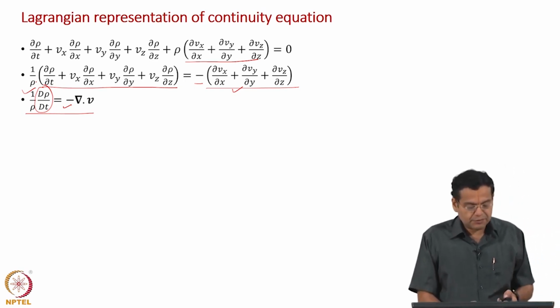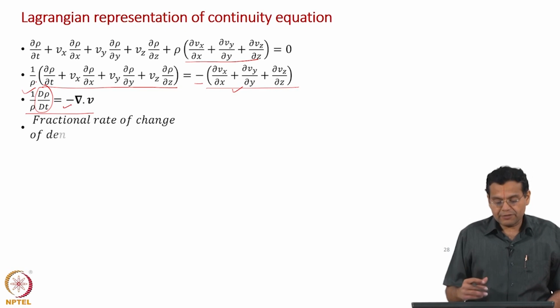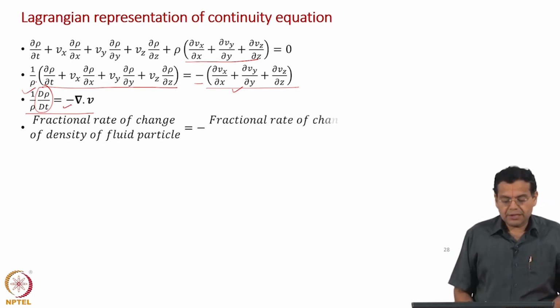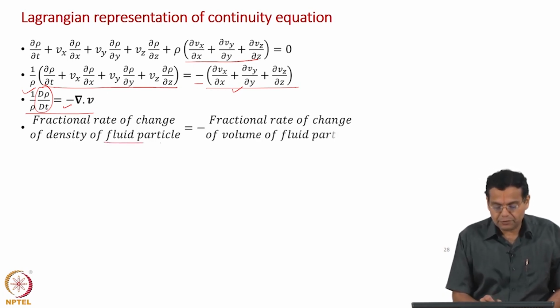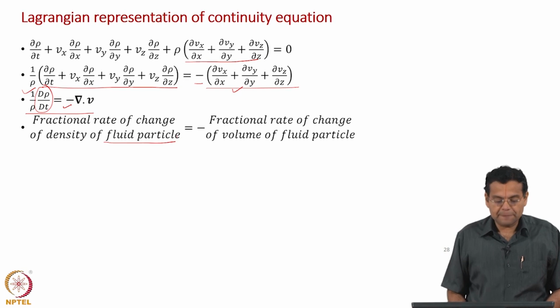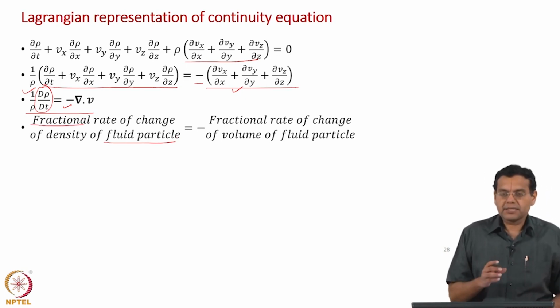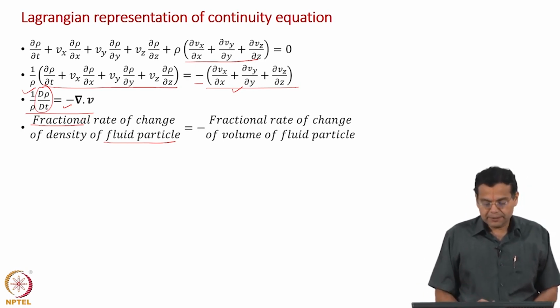Okay. So, in terms of significance, what does the left hand side tell us? Fractional rate of change of density of the fluid particle. Why is it fractional rate of change of density? We have d rho by dt, which is the rate of change of density of the fluid particle. It is fractional because we have 1 by rho. So, the left hand side represents the fractional rate of change of density of a fluid particle.